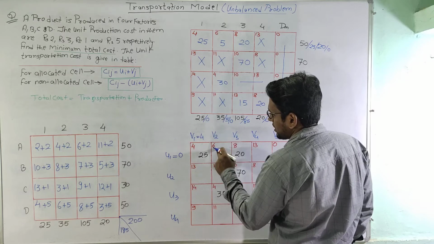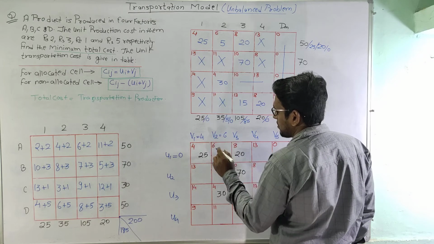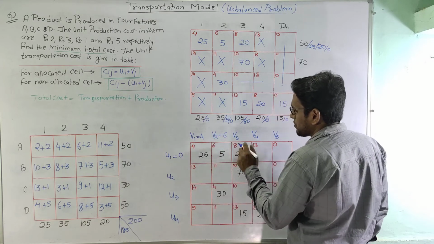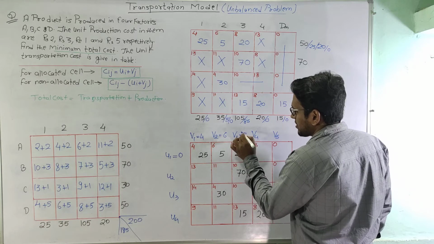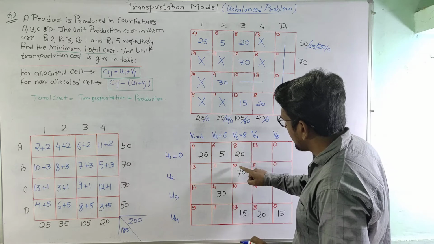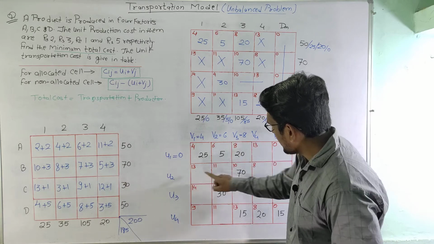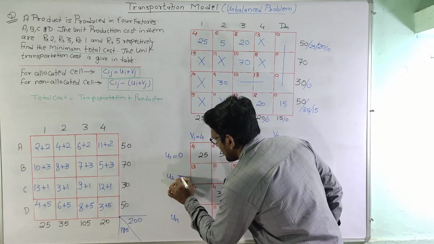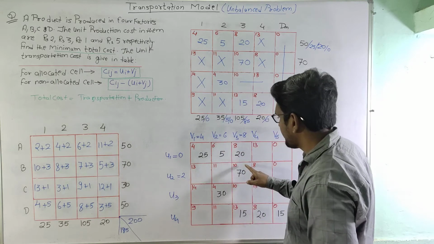Similarly, 0 plus what equals 6? So 0 plus 6 equals 6. Similarly, 0 plus what equals 8? So 0 plus 8 equals 8. Now once we know 8, then 8 plus what equals 10? So we can easily say that 8 plus 2 is 10.